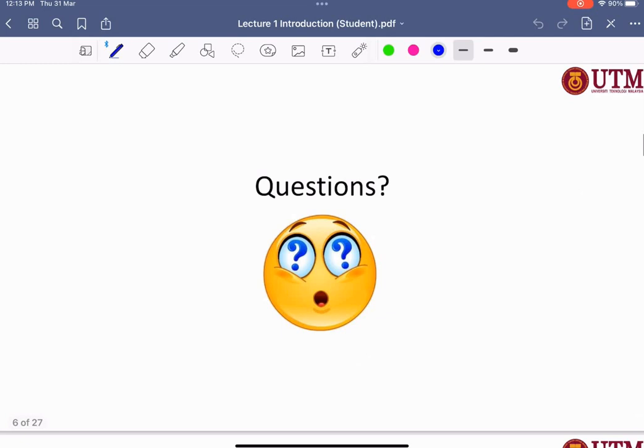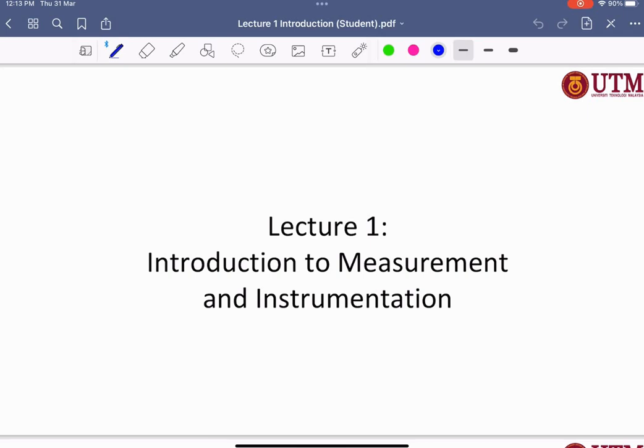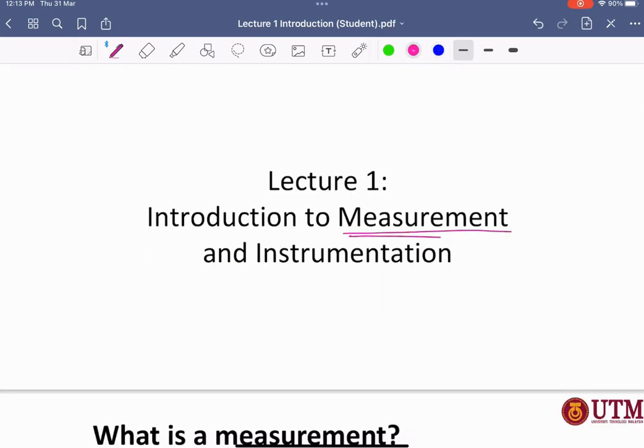For lecture one, it is about introduction to measurement. The words here are measurement and instrumentation. So when you want to do a measurement, that means you need instrumentation, right? In order to measure something, you need tools, or instrumentation.